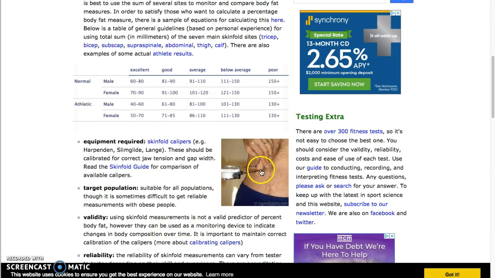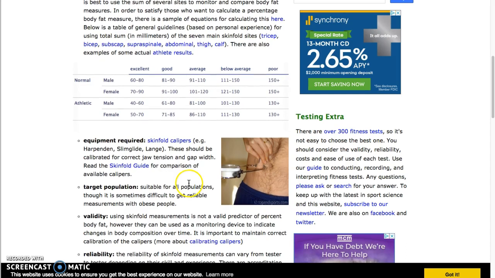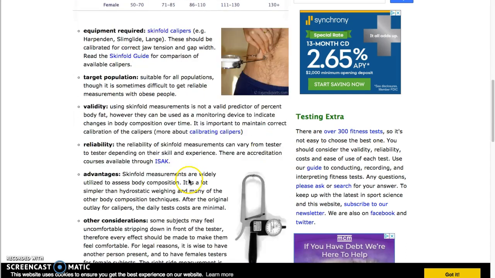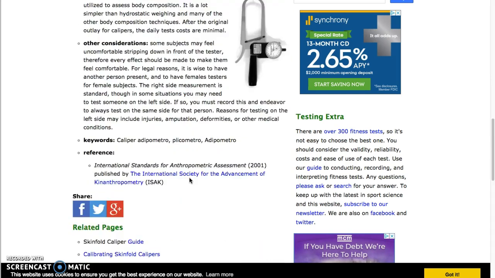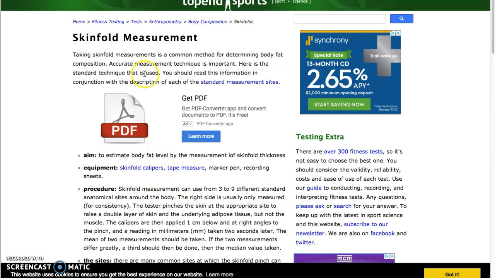And this is an example of what the skin fold caliper test is. So it's a really, really great resource. And these are all valid tests. Some are better than others, but they're all good for what you want to do.